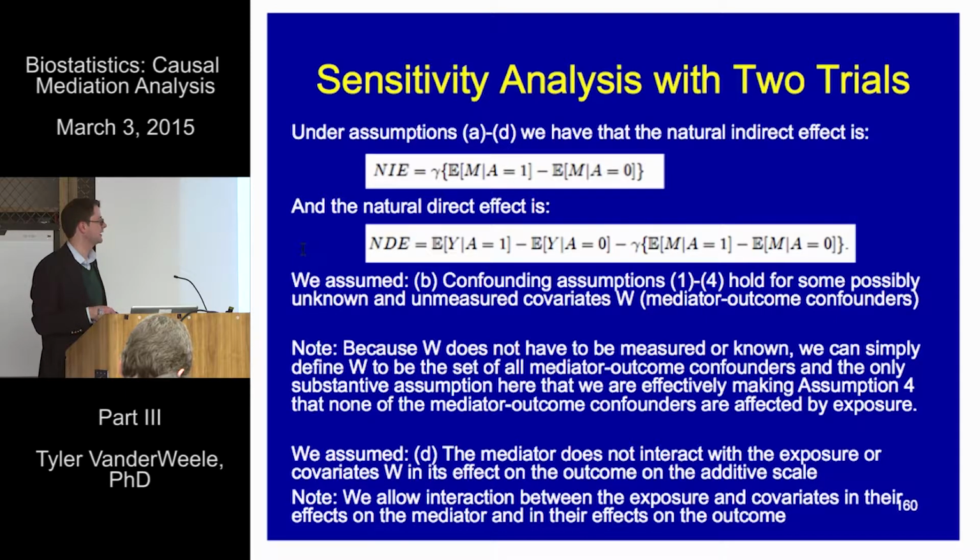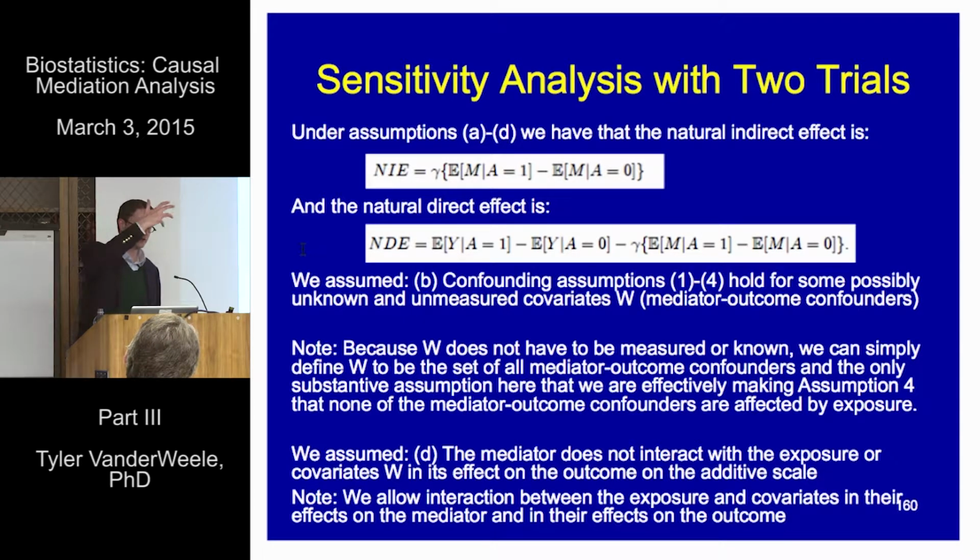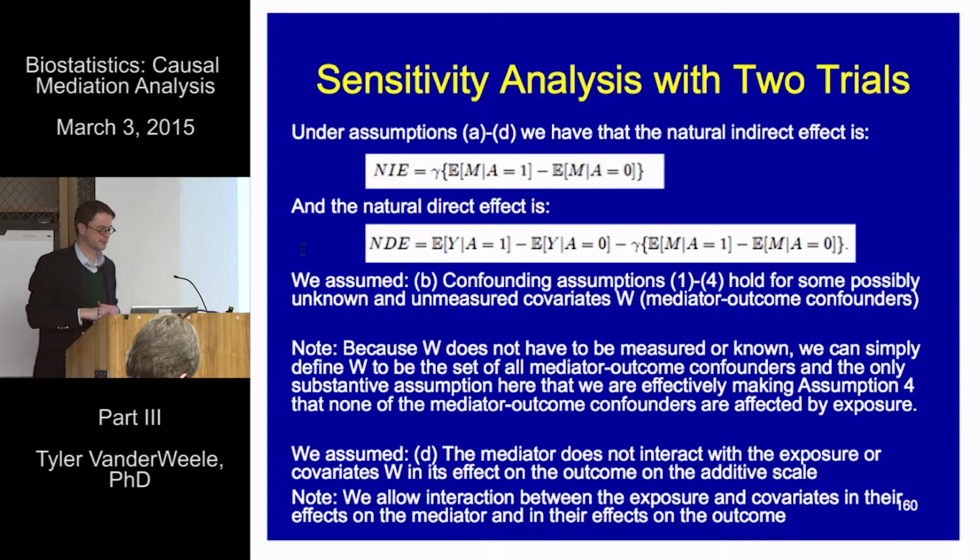And then we also assume that the mediator didn't interact with the exposure or the covariates in their effects on the outcome. We can allow for interaction between the exposure and the covariates on the mediator, the exposure and covariates on the outcome, but not between the effect of the mediator and the exposure or the covariates on the outcome itself. And that's what essentially allowed us to take that single estimate of the effect of the mediator on the outcome from that one trial and extrapolate it to do mediation more generally. So those were the assumptions we made here. Quite a bit weaker than before. We've got rid of most of the confounding assumptions, but we are making assumptions with this approach as well.